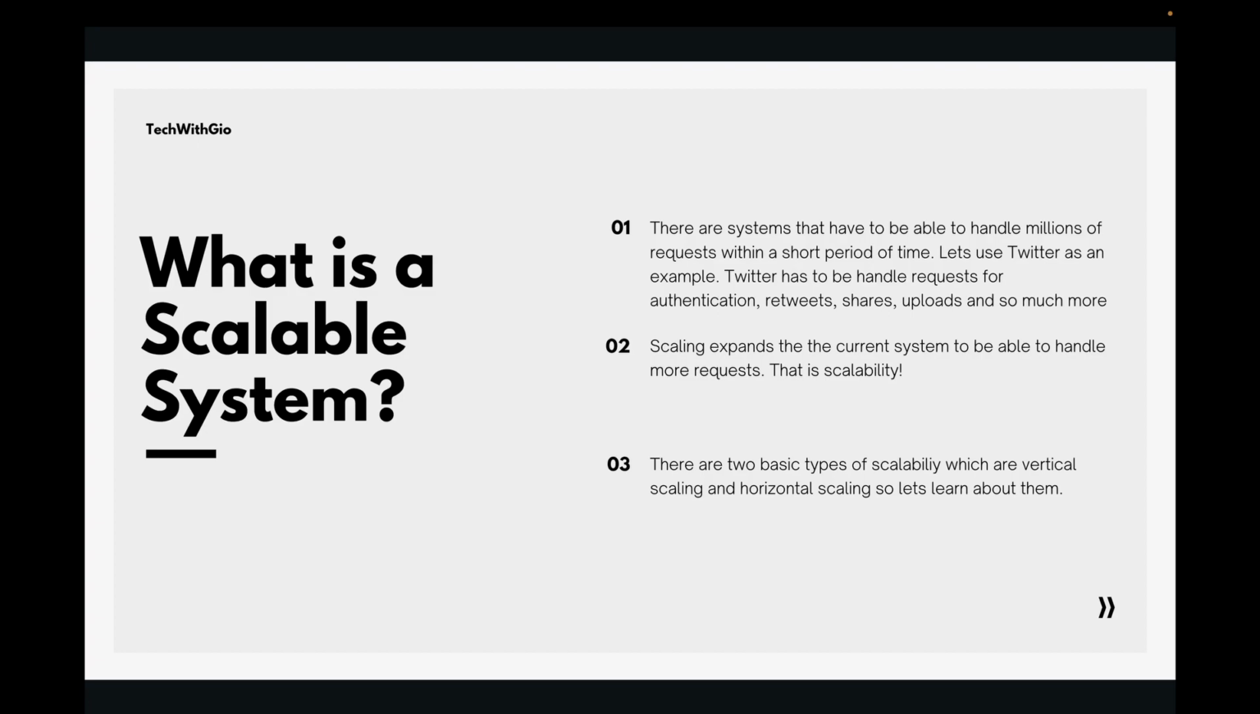This is where scaling comes into play. Scaling expands the current system to be able to handle more requests. Making a system scalable will save you time and a lot of headache. And trust me, as an engineer, you want to save yourself from headache. So there's two basic types of scalability. There's vertical scaling and horizontal scaling. So let's learn about them.